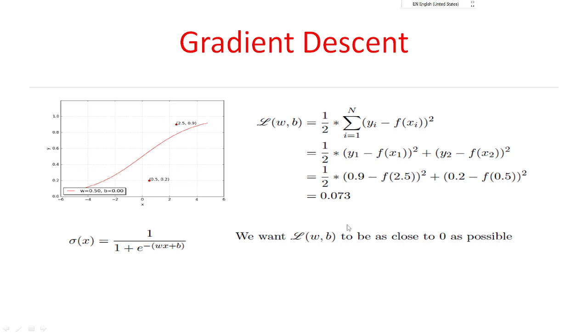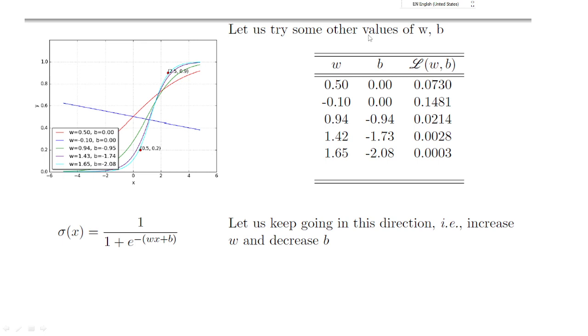But we want the loss function to be 0 or very close to 0. So we'll try some other values of w and b. Initially we chose 0.5 and 0.0, and the loss value we got was 0.0730. Now you decrease w and keep b as such. Then you check, the loss function is 0.148. We try to decrease the loss, but it's actually increasing. So instead of decreasing w, we have to increase w, from 0.5 to 0.94.